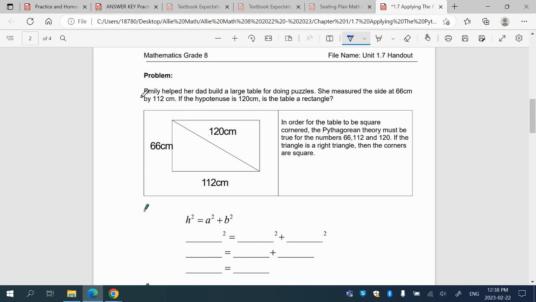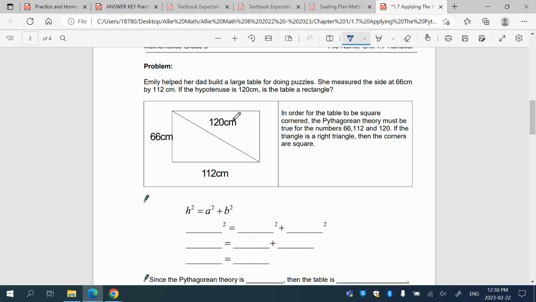Okay. This is an interesting way of asking it. This is basically asking, are these three numbers a Pythagorean triple? So in order for the table to be square-cornered, the Pythagorean theorem must be true for the numbers 66, 112, and 120. If the triangle is a right triangle, then the corners are square. So if this is a right triangle right here, then that means that this would also be, and this would also be, and this would also be.